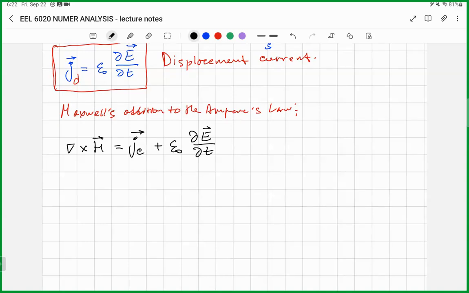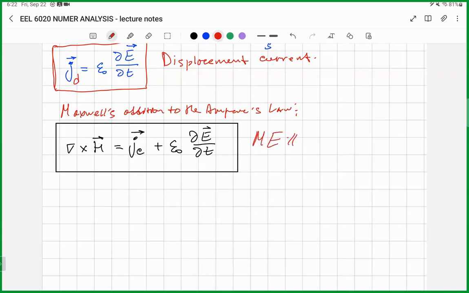Let us also frame this formula. Okay. And let's name this Maxwell equation number 3. So this is the third Maxwell equation. So as I said, Maxwell introduced this term completely theoretically in order to make the whole system of Maxwell equations symmetric.